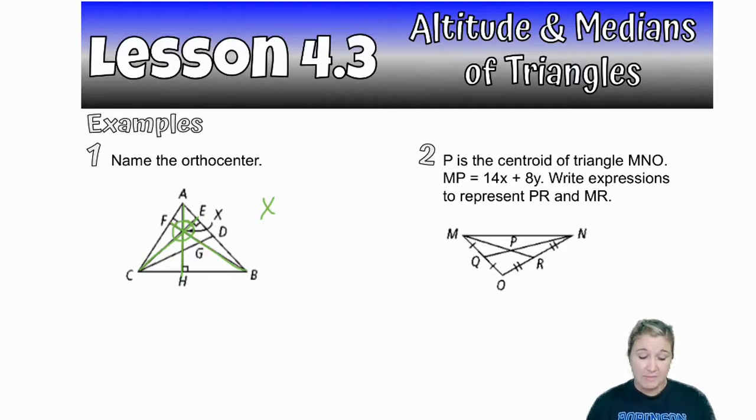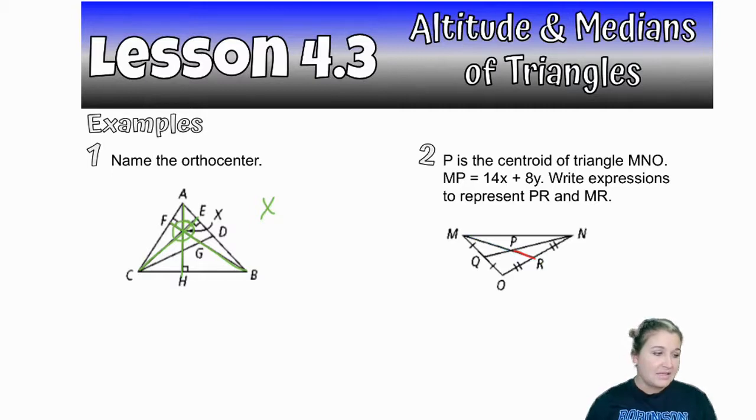Okay, so we have that P is the centroid of triangle MNO. And MP is 14x plus 8y. So we're going to write expressions, and it's going to end up not being a nice, pretty number. It's going to be left in expression form to represent PR and MR. So we're looking at PR, and then we're looking at this whole distance from M to R.